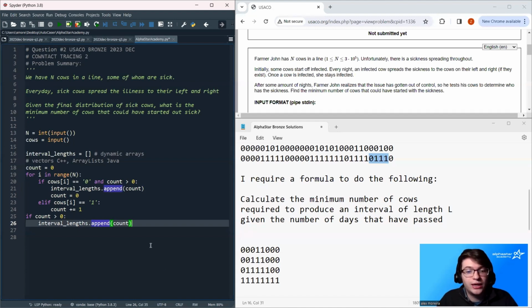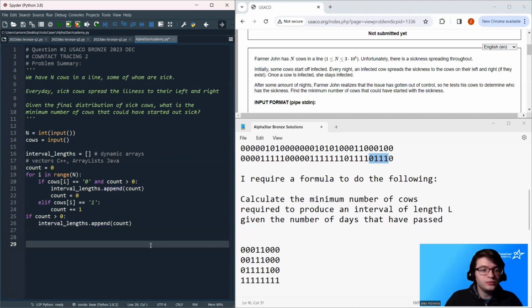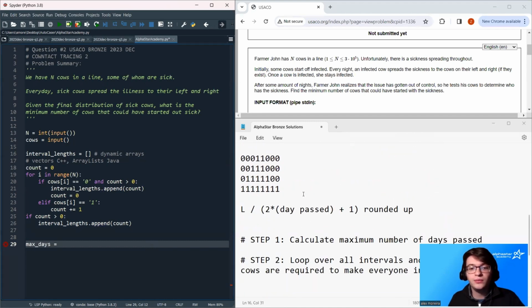All right, continuing on, we want to calculate the max number of nights or days that have passed. So we're going to have max, let's call it days. And there's one thing that we didn't account for when we were originally working out our solution, and that was the leftmost interval and the rightmost interval.